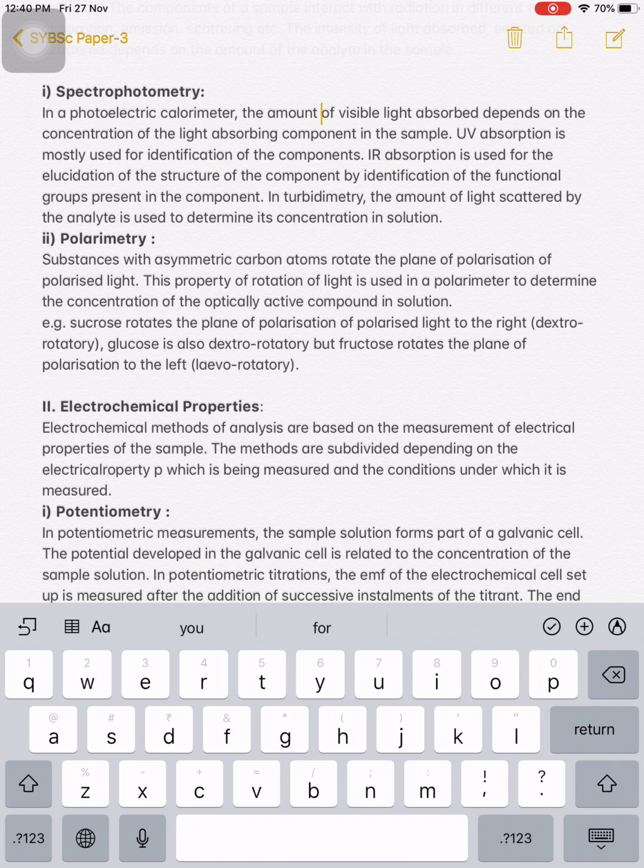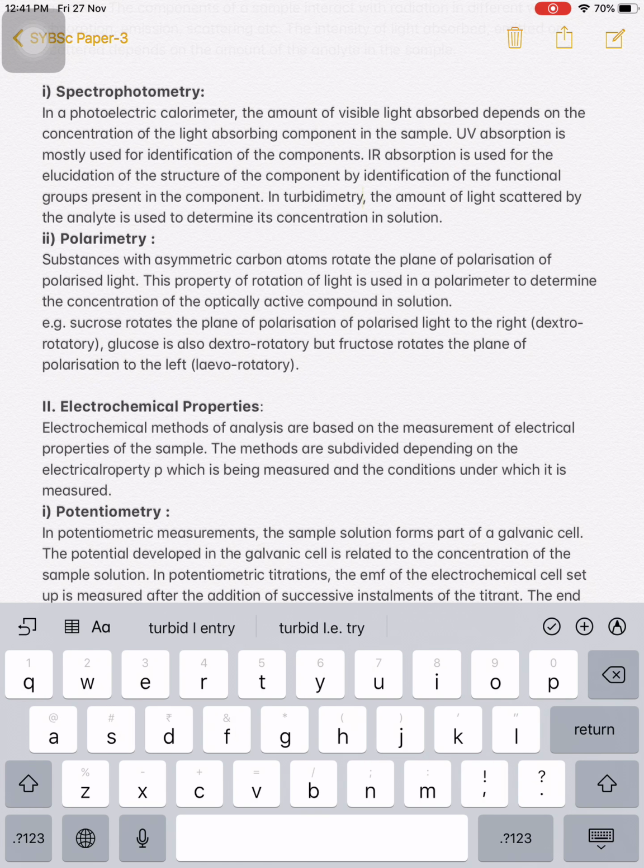UV absorption is mostly used for identification of components. IR radiation is used for the structural elucidation of the component, that is mostly functional group identification. Suppose there is a carbonyl functional group, or different functional groups like ether or alcohol, so these functional groups are specifically identified by the use of IR spectrophotometry or by the use of IR radiation.